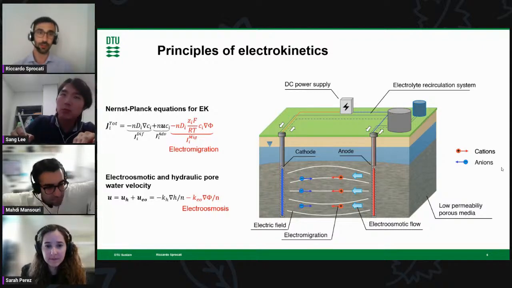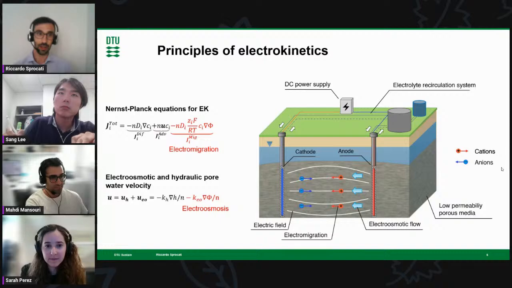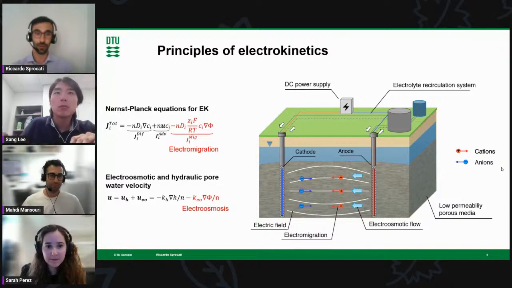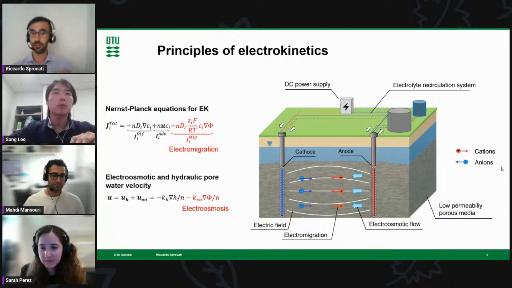The main one is called electromigration. If you take a look at the Nernst-Planck equation on the left, you see that the total flux of the species i is not only due to diffusion, dispersion, or advection, but when you apply an electric potential gradient, there is also another term in red that is called electromigration. That is because when you have electrodes of different polarities, the ions have a charge, so they move towards the electrode of opposite polarity.